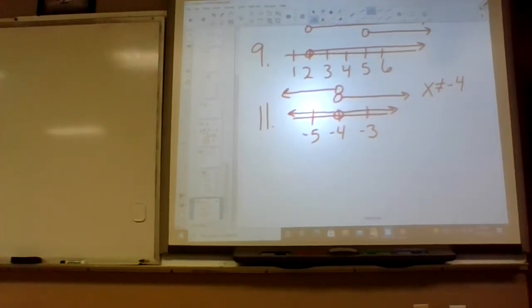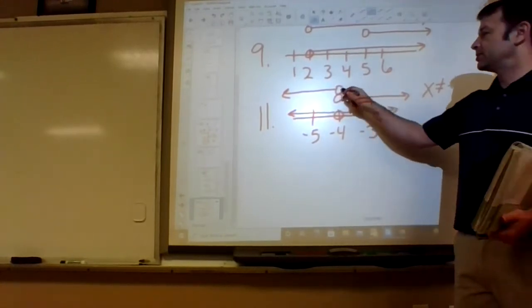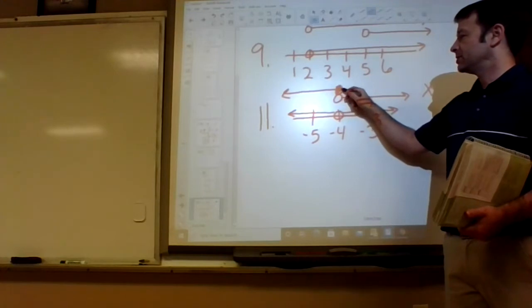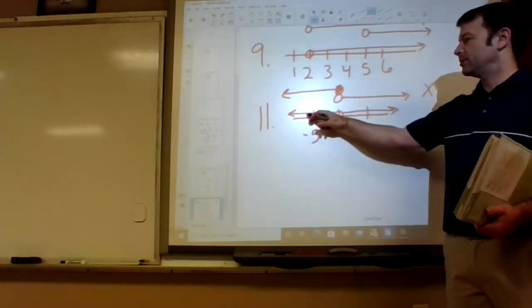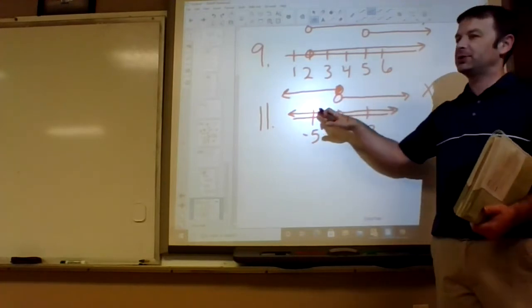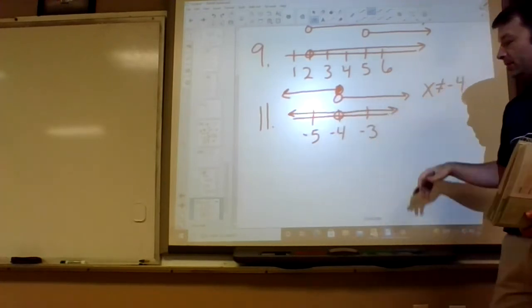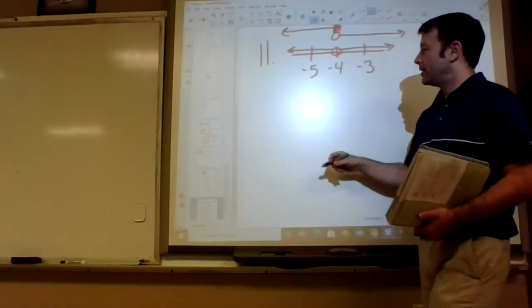What if one of them had said X is less than or equal to? What would that answer be? The circle would have been closed. So what would this answer be? All closed. You wouldn't need a circle at all, you just draw a solid line to be all real numbers. Okay.